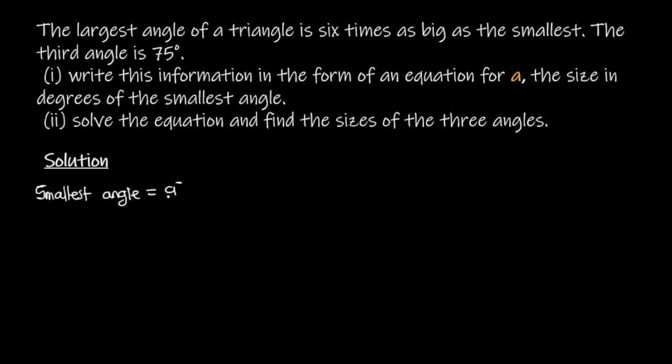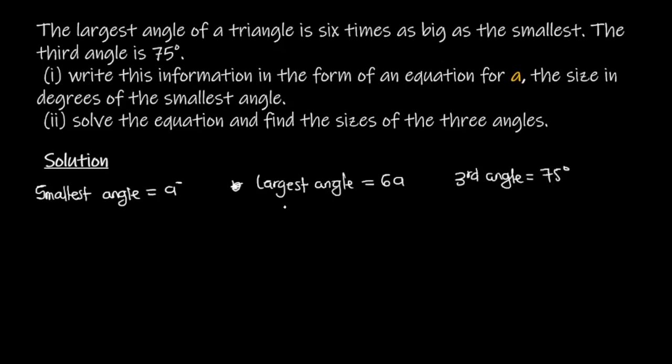Now if the smallest angle is A degrees and we know that the largest angle in the triangle is 6 times as big as the smallest, it means that the largest angle in this case is going to be 6A, because we've already been told in the question that the largest angle of the triangle is 6 times as big as the smallest. Now the third angle, we were given the value to be 75 degrees.